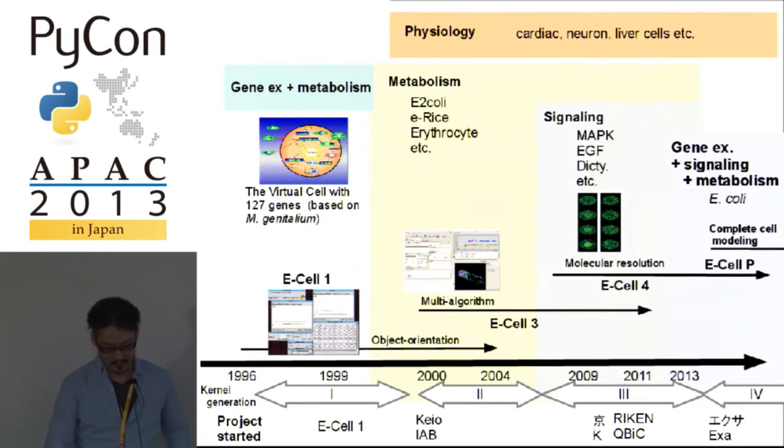So this is the same diagram shown in a different way. The first generation kernel was developed from 1996 to 2000, the second generation kernel from 2000 to 2004. The third generation kernel is the current development version. The second generation is the current stable version. The current development version, we started in about 2008 or 2009, and we are still working on it.